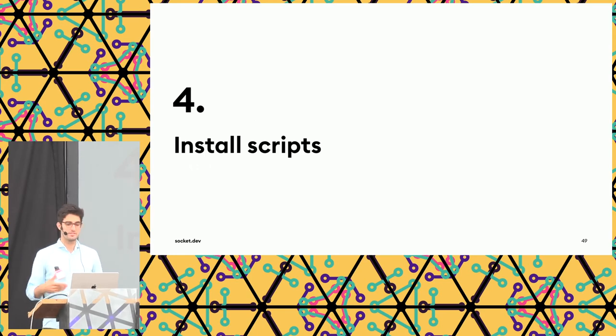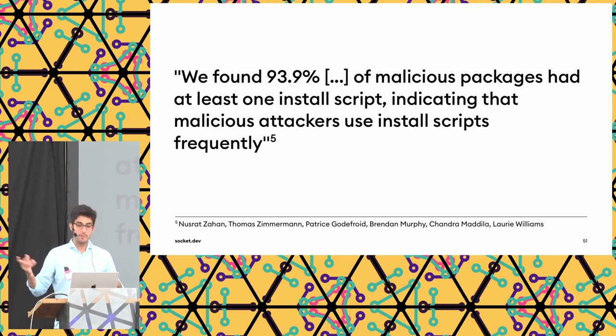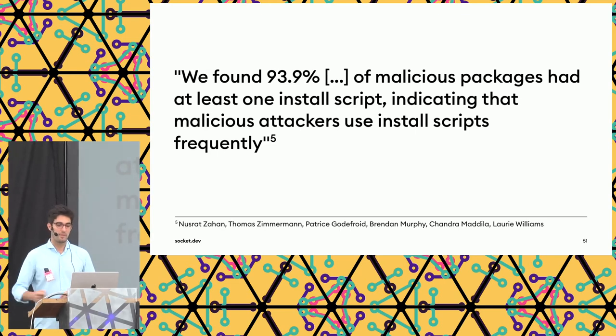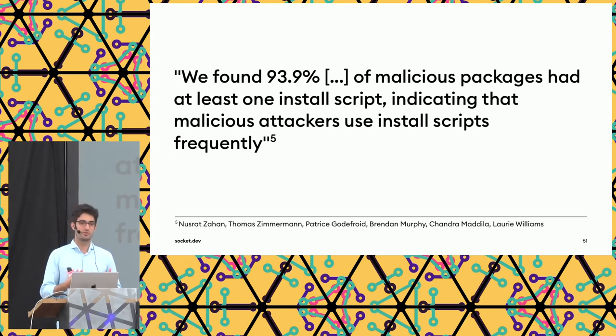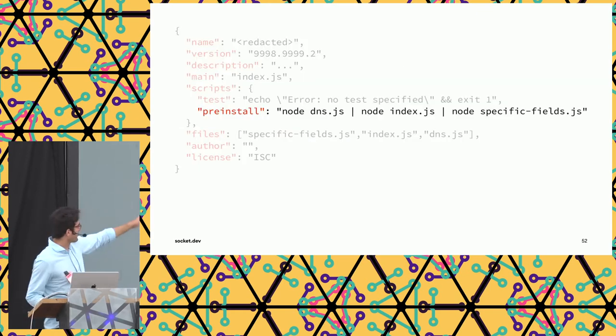Okay, then the next one is install scripts. We've already been talking about install scripts a lot, but I'm just going to mention them again because most malware is actually inside install scripts. A paper published this year found almost 94% of malicious packages used at least one install script. Unfortunately, this feature has some legitimate uses, and so it's actually pretty hard to just disable this feature and have your project keep working. This is a huge attack vector. In this example here, they're actually using three different attack payloads, running them in parallel, and we'll dig into those in a second to see what they do.